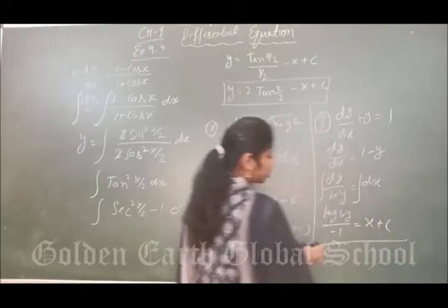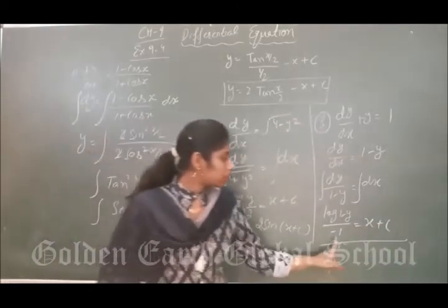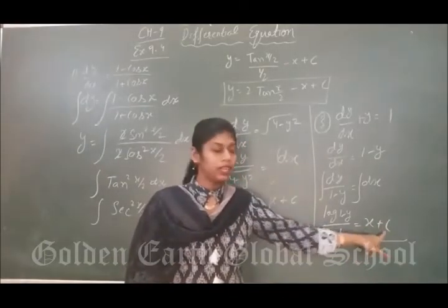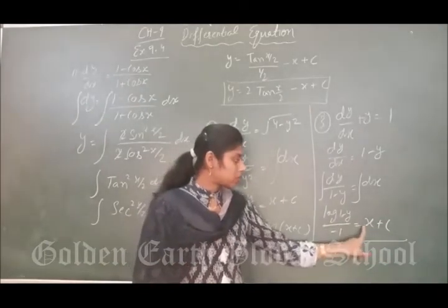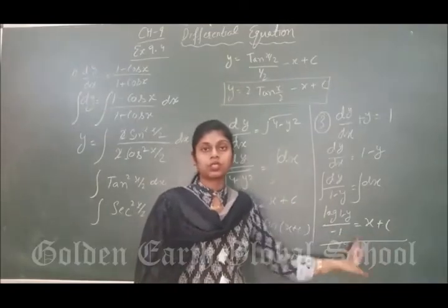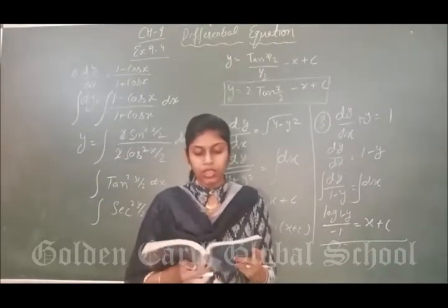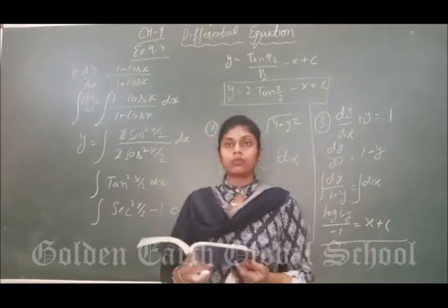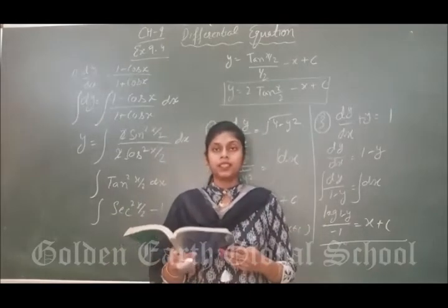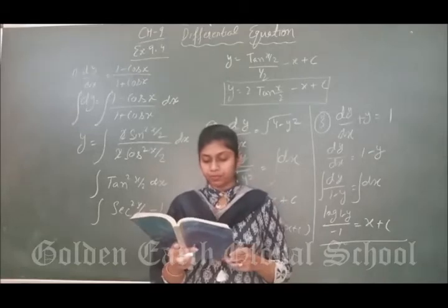So this is your answer. Simplify it. Multiply the minus sign on the right hand side. Log 1 minus y equals minus x plus c. So this is your solution. Clear? Next question, fourth, again the same. You have to separate the variables and then take the integration.